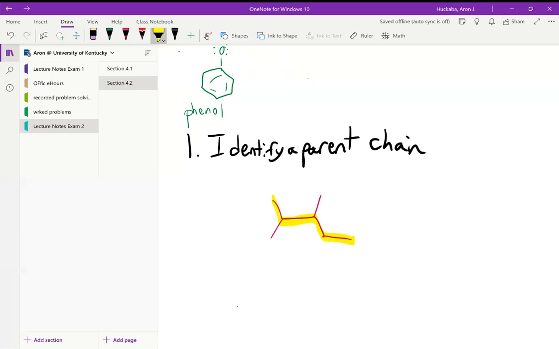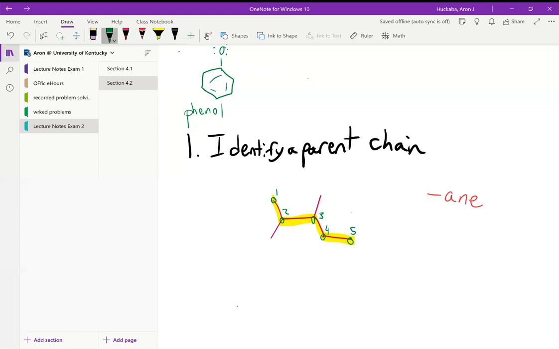So that's 5 carbons long, right? 1, 2, 3, 4, 5 carbons. Great. So we identified the parent chain and we know that it is 5 carbons long. Like we said in 4.1, the suffix for alkanes is ANE. So all we need now is to figure out how to communicate that it is 5 carbons long.